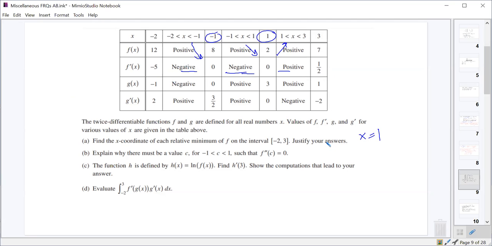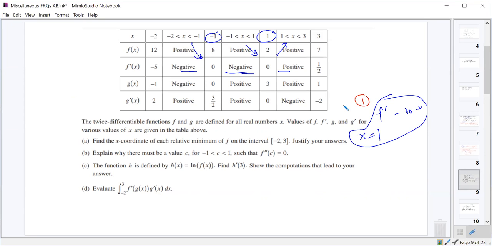Your justification would be there's a critical value there, and the derivative goes from negative to positive, therefore f goes from decreasing to increasing. You'd want to write it out in words. I'm just abbreviating it here for the sake of time. You can use a sign chart as your justification. That's fine. And part A there was just worth one single point.